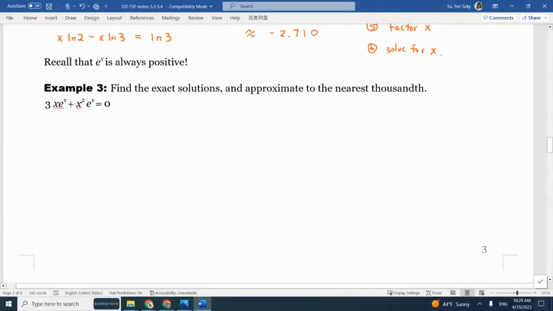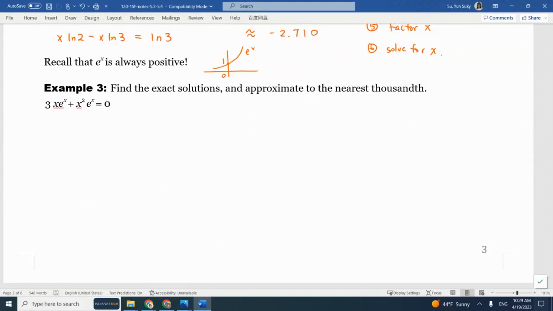Okay, so continue. We recall the exponential function is always positive. The graph looks like that, right? It passes through 0, 1. And you see it's always positive. Therefore, find the exact solution of the following.